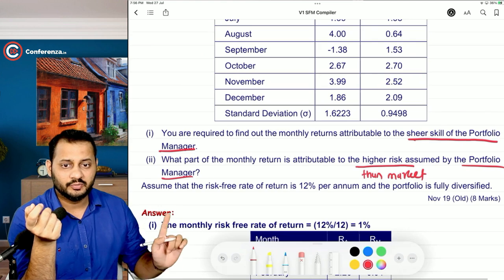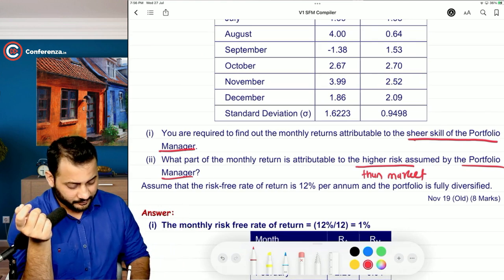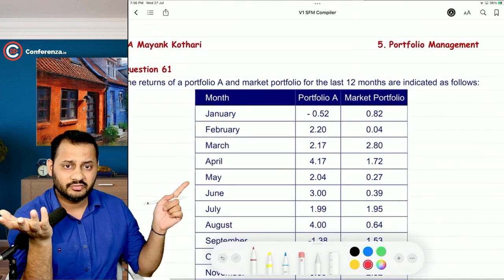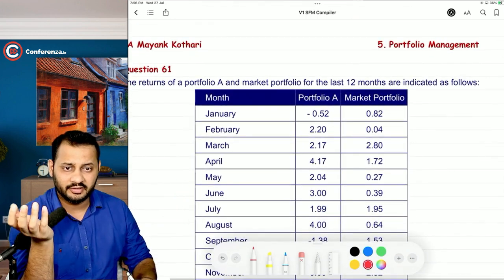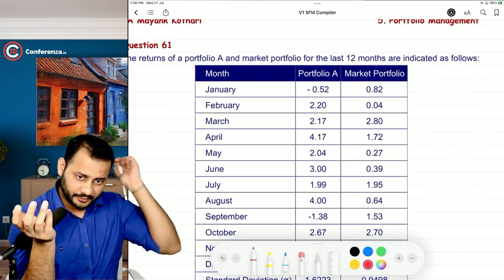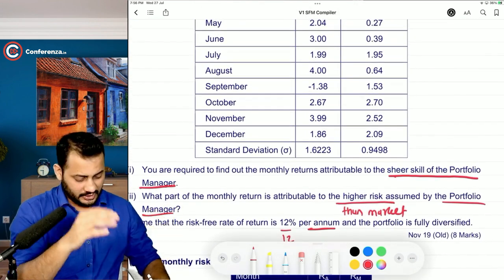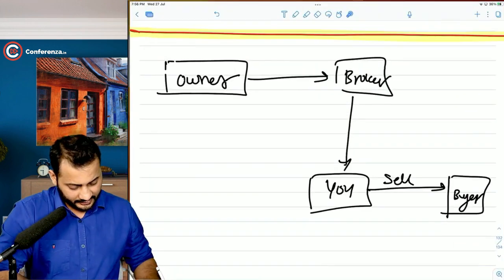Assume that the risk-free rate of return is 12% per annum. So 12 by 12 is equal to 1% per month. Can I say that? Because these are only months itself. These are monthly returns, not yearly returns. Okay. Good one. So that's it. Now, first of all, we need to understand some concepts.